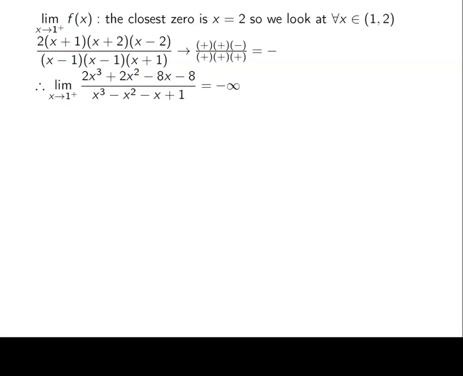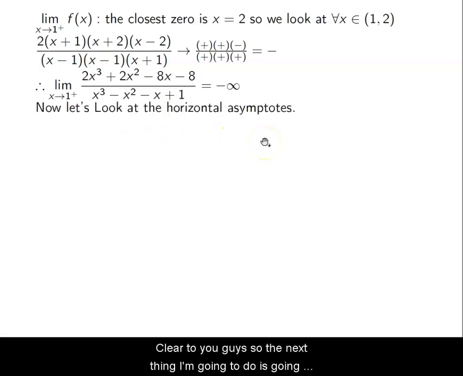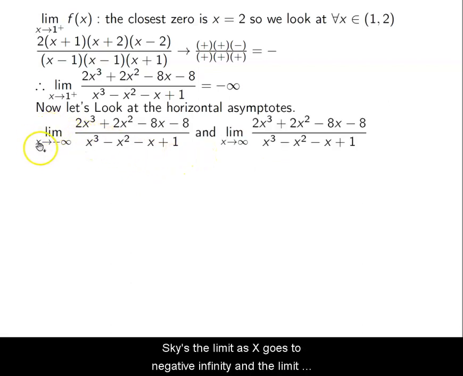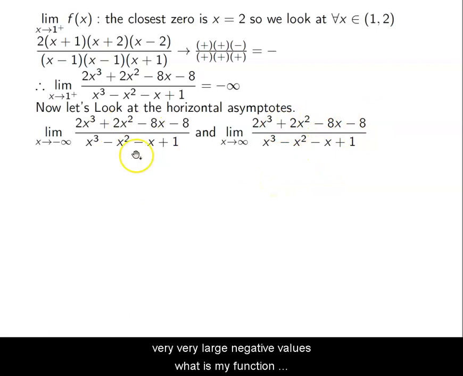Okay, I just really wanted to make that very clear to you guys. So the next thing that we're going to do is look at the horizontal asymptotes. So the limit as x goes to negative infinity and the limit as x goes to infinity. What happens in the long run behavior, the end behavior, when I plug in very, very large positive values and very, very large negative values? What is my function doing?